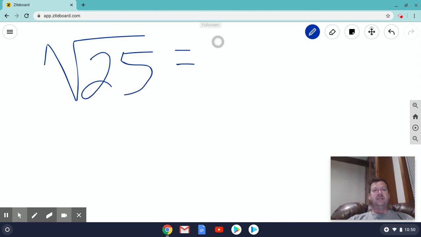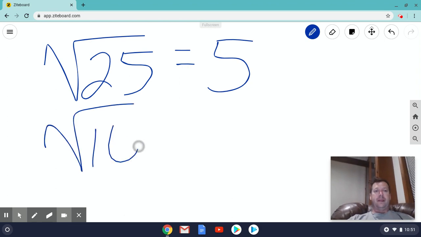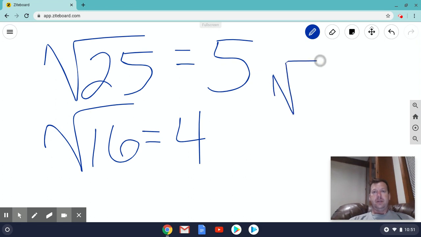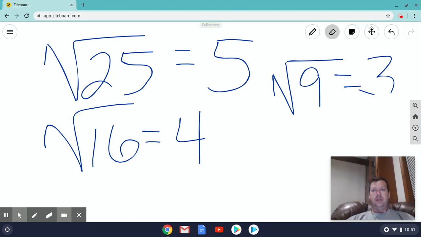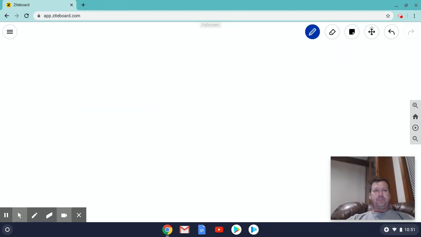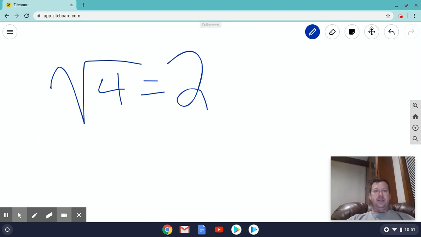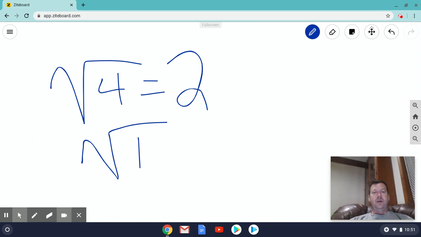The square root of 25 is 5, because 5 times 5 equals 25. The square root of 16 equals 4. The square root of 9 equals 3. The square root of 4 equals 2. And the last one, kind of a tricky one, square root of 1. Think it through, see if you can come up with it. It's 1. 1 times 1 equals 1.